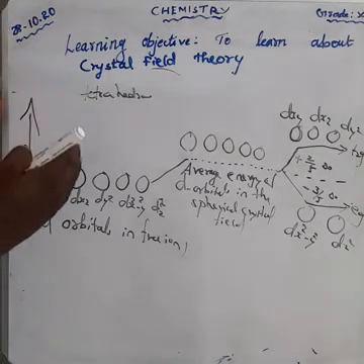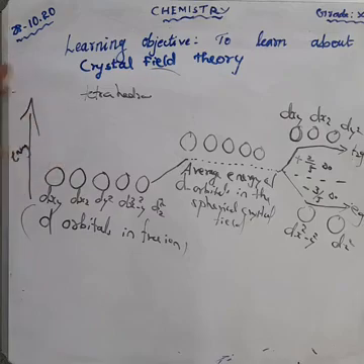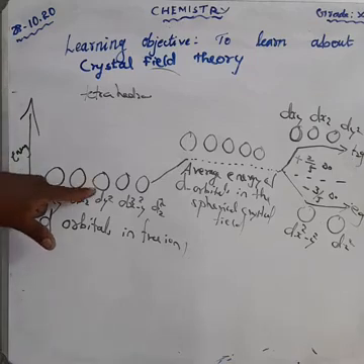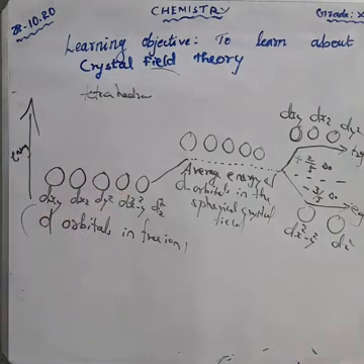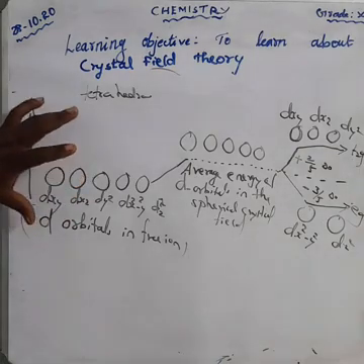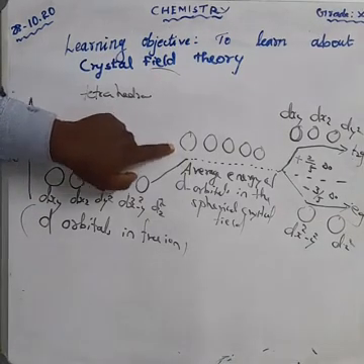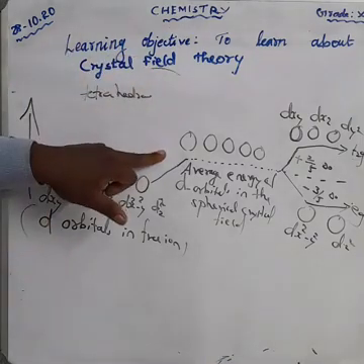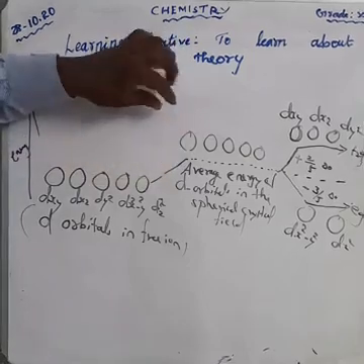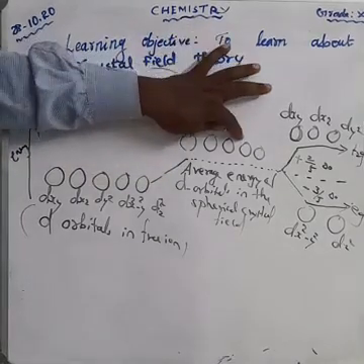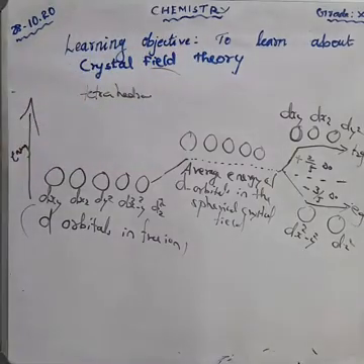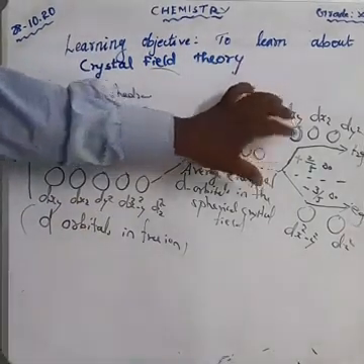Draw the crystal field splitting in tetrahedral. You should draw this diagram. The first one has 5 orbitals: dxy, dxz, dyz, dx square minus y square, and dz square. After that, you should draw the average energy of d orbitals in the spherical crystal field. Here also the same: dxy, dxz, dyz, dx square minus y square, and dz square.